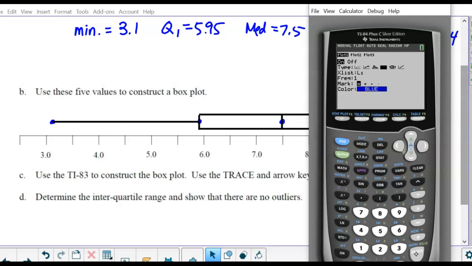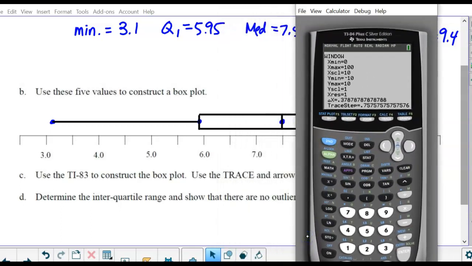Mark is whatever, mine's blue, if it's not colored, doesn't matter. And then we want to check our window. Because yesterday we were doing a set of data that was marks, percents on a test, so 0 to 100. Here, this is going from 3.1 to 9.4, so let's go from 0 to 10. Okay, and the y's don't matter. So now, if I graph on that, maybe it didn't matter. Let's see. Window. Oh, yeah. 0 to 0 doesn't make sense. So 0 to 10, and then scale, I'll go up by 1s. Sorry, I put 0 in the min and 10 in the scale, so that's all. Okay. Change that.